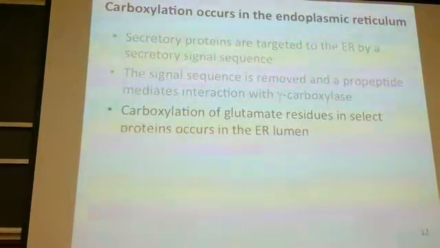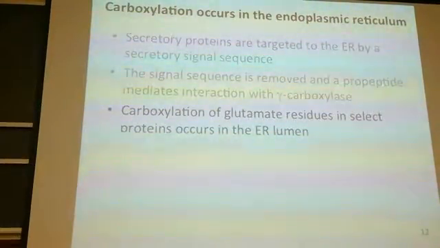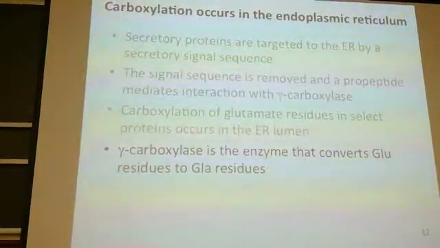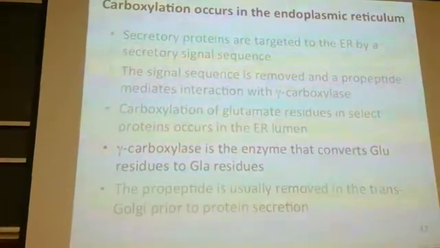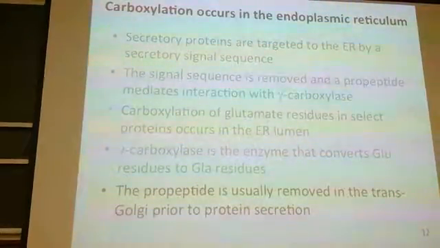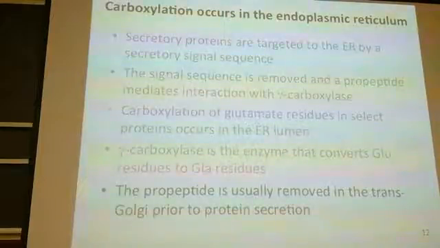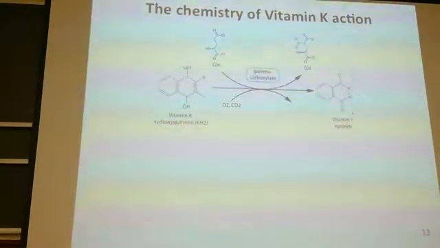So carboxylation of glutamate residues only occurs in select proteins that are indicated by this propeptide. And gamma carboxylase, or gamma glutamyl carboxylase, is the enzyme that converts these glutamate residues into these carboxyglutamate residues. And this propeptide is usually removed in the trans Golgi prior to secretion. Any questions on that?